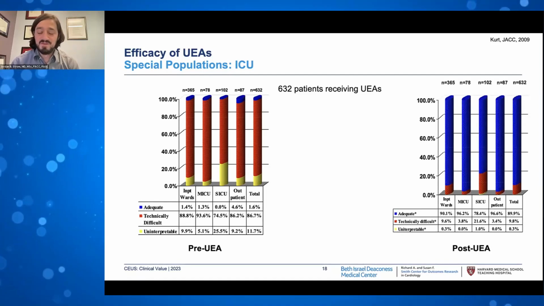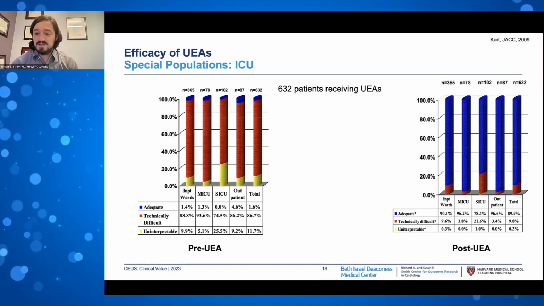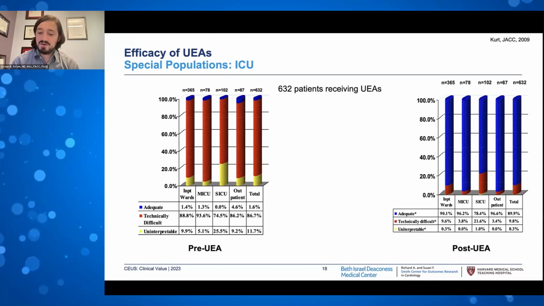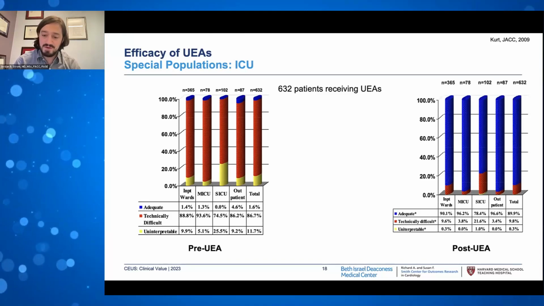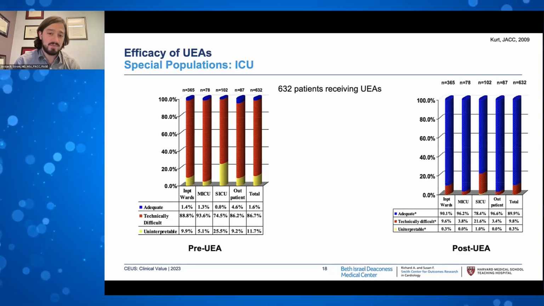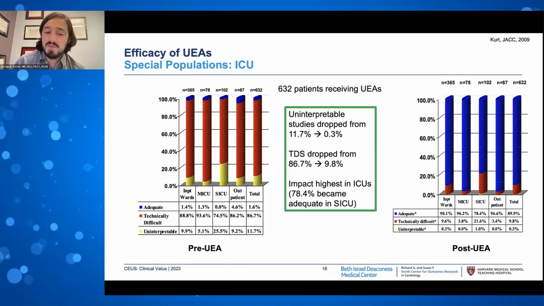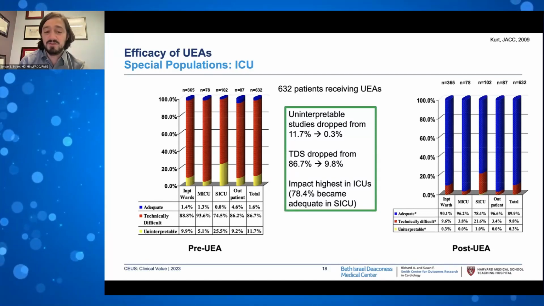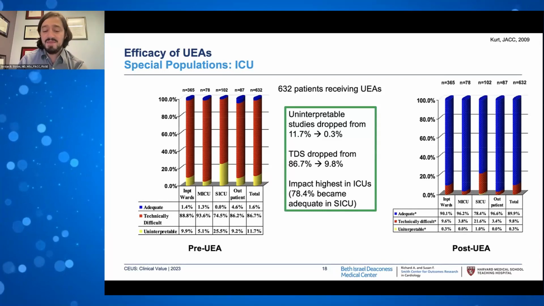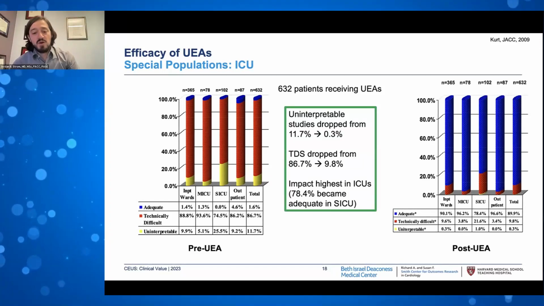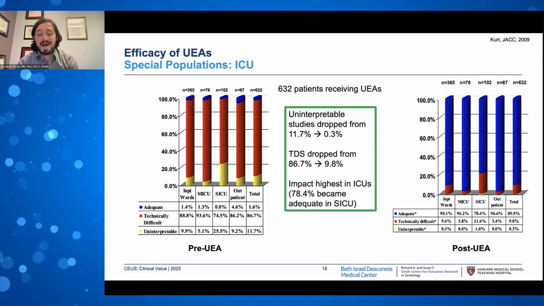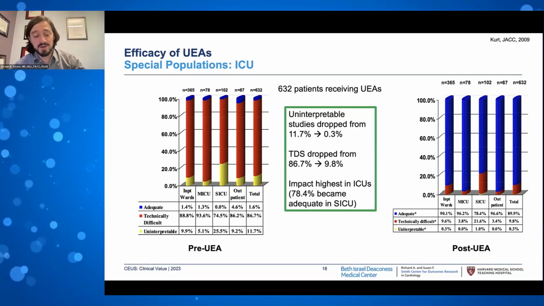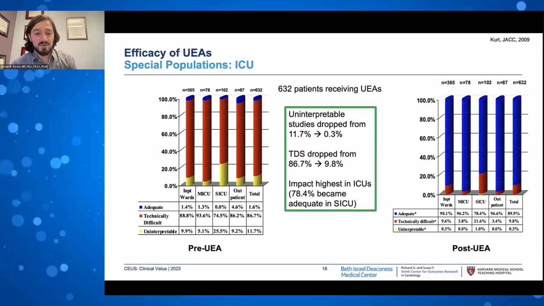I think just visually, you can see the quite significant difference here in that many more of the studies were of adequate quality. The rate of uninterpretable studies dropped down to nearly zero, and the rate of technically difficult studies dropped down significantly as well. To put some numbers on that, the uninterpretable studies dropped from about 12% to 0.3%, and technically difficult studies dropped from about 90% down to 10%. This had the highest impact in the ICUs, where 78.4% became adequate in the surgical ICU. That really suggests that these patients who are most critically ill, for whom this really matters, have the most to gain from the use of contrast.